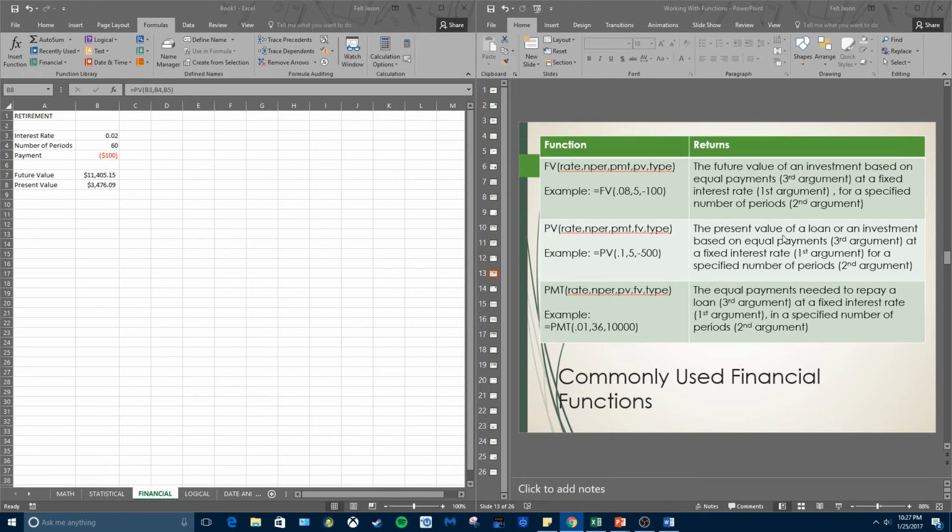Oh, you know what? This interest rate is annual. That's why it was so much. You want to make sure you do interest rate divided by 12. Right? Interest rate divided by 12. Oh, it's right. It's 2%. Well, it's still off. Oh, well. We're not going to worry about it right now. Okay. So that's how the future value and the present value work. So those are commonly used financial functions.